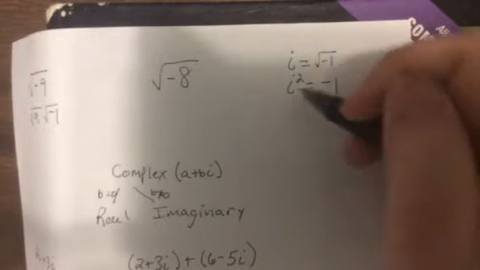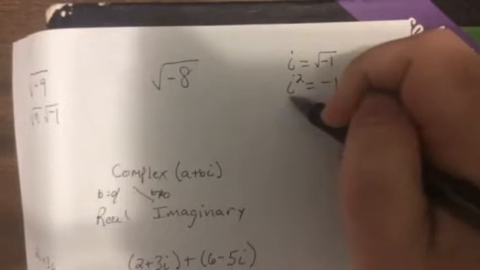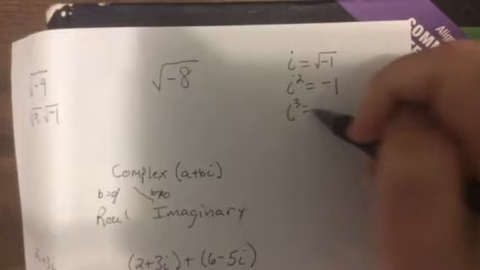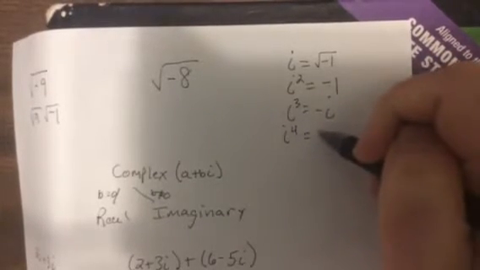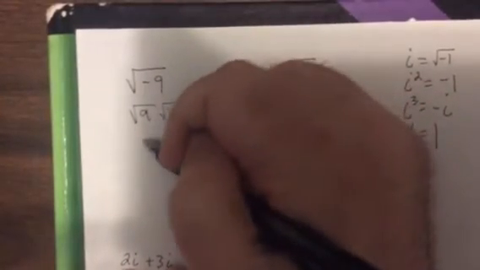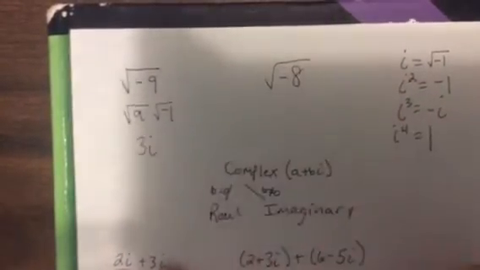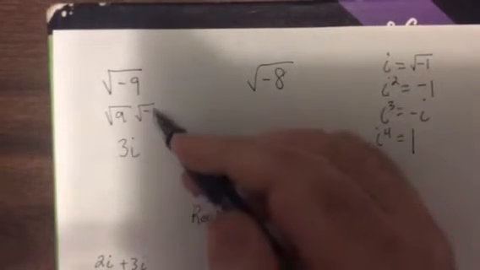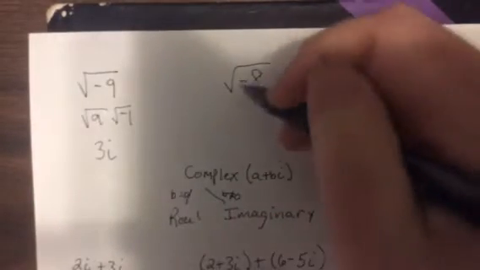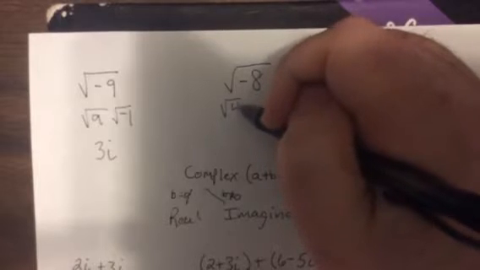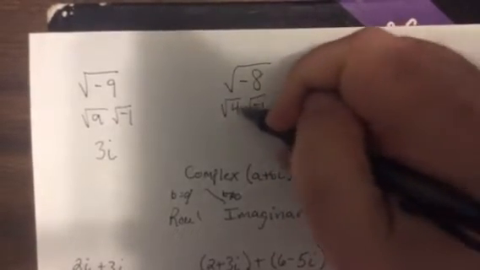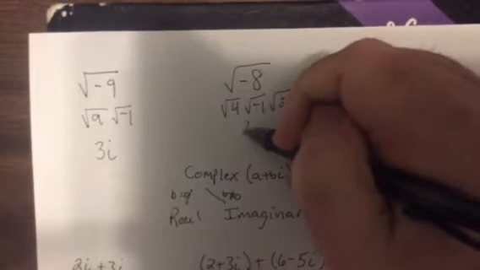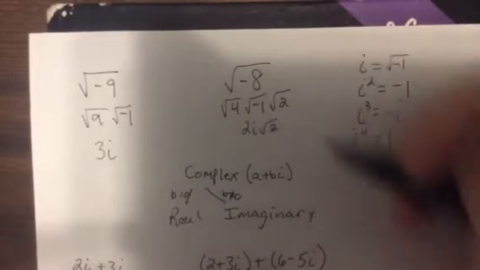So you need to know those. And then today in class we did i cubed is -i, and i to the 4th is 1. So this is 3i: the square root of 9 is 3, and then the square root of -1 is i. This we break up: square root of 4, square root of -1, and square root of 2. So that would be 2i square root of 2.